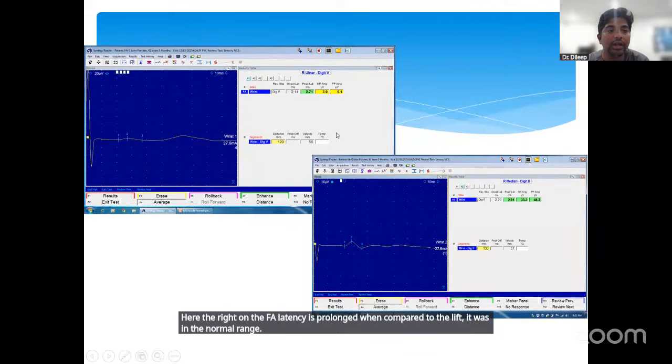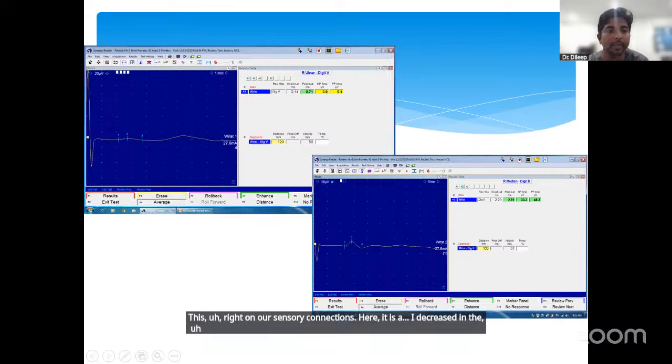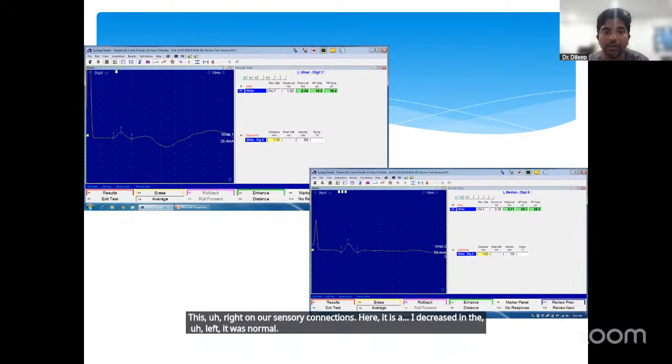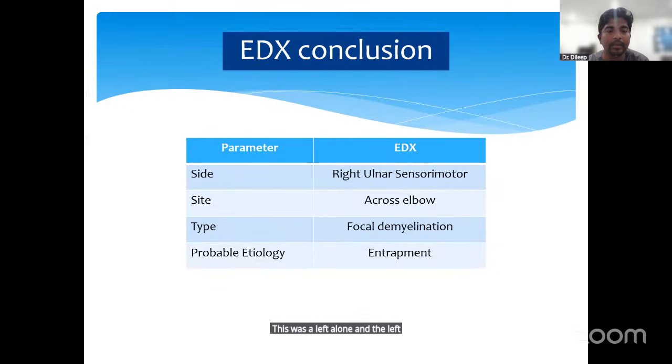These are the right ulnar sensory conductions. Here it is decreased. In the left, it was normal. This was the left ulnar and the left median.